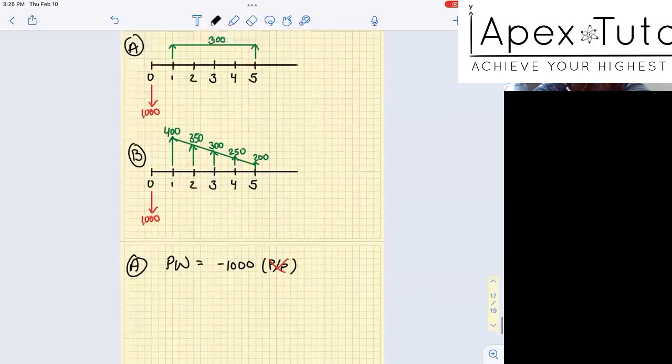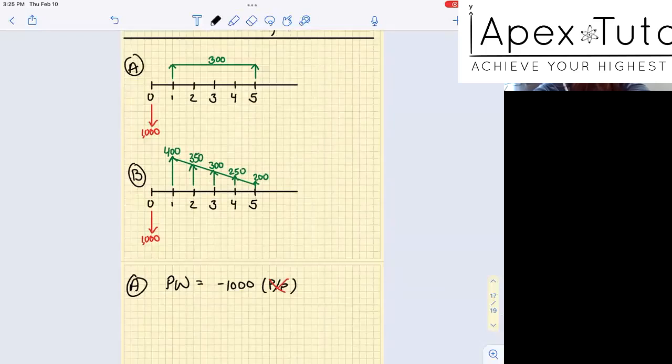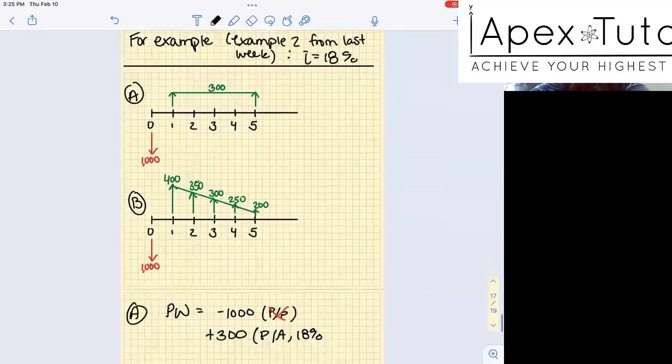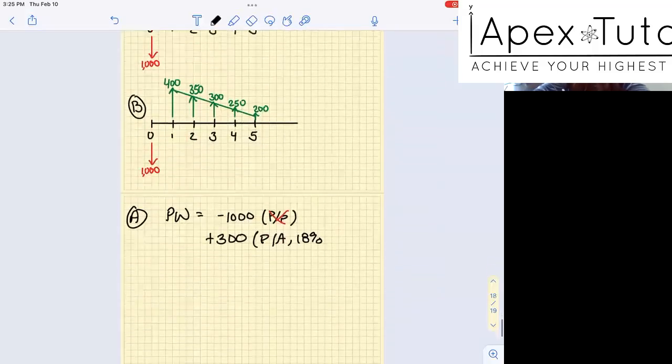Okay, and then now let's do the 300. It's positive because it's green, pointing up. What letter is the 300? That one's an A. And what do we want? P. We want a P. So it's P over A. 18%, because I did not give that to you, but we're going to use 18%. I is 18%, so write that down. And over 5 years.